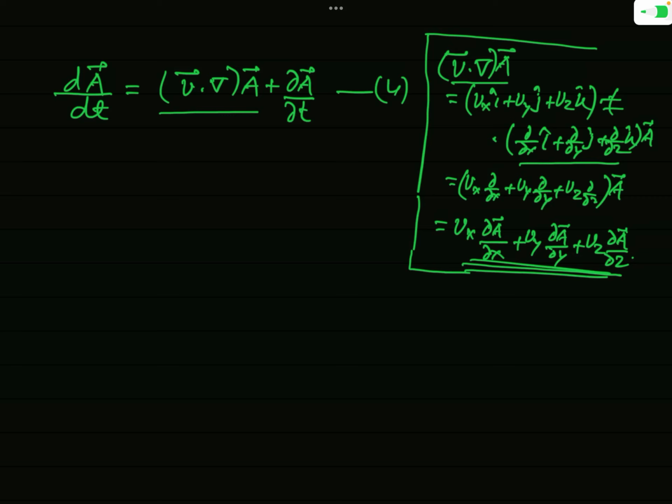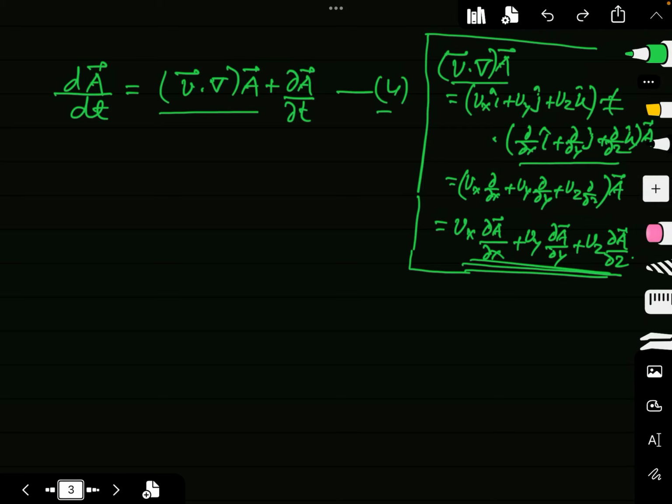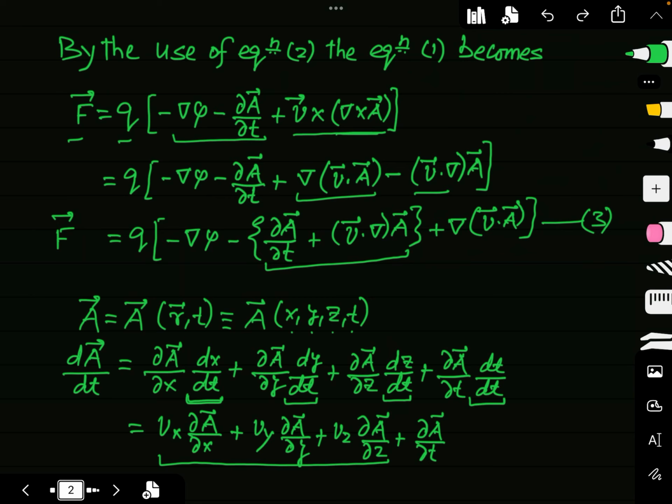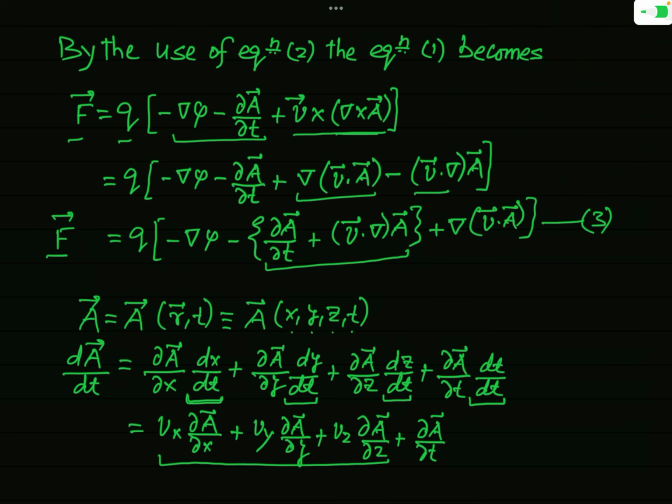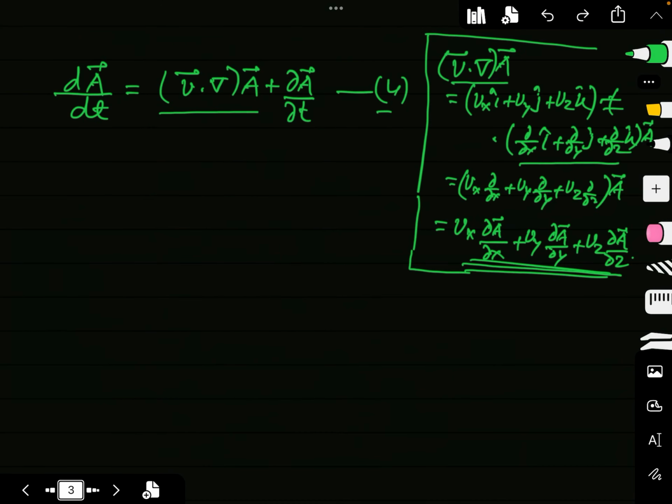Now this result which we have obtained in equation 4, we can use in the equation which actually defines the Lorentz force F, defined in equation 3. You can see we have evaluated that the expression inside this curly bracket, that is del A by del t plus v dot del A, you can write simply as dA by dt. So now we will write dA by dt instead of that expression in equation 3.